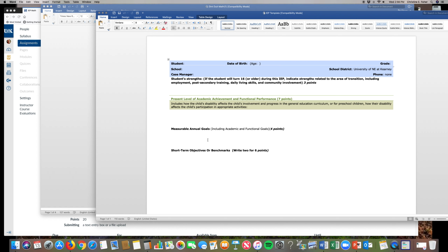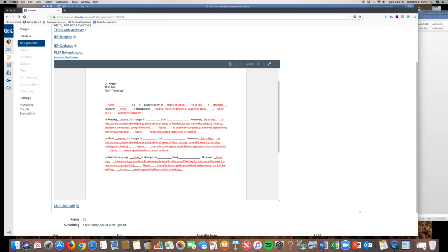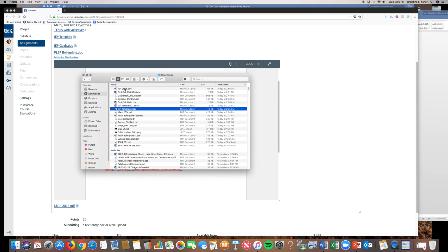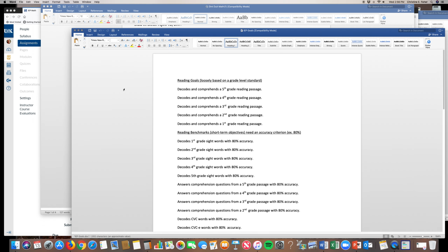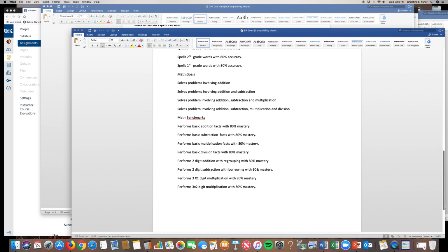Then you're going to do measurable goals. So you want to have one math goal, and then write 2 either short-term objectives or benchmarks. And again, here I have the math standards if you want to use a standard. There's also the goal sheet. So if you look at the goal sheet, these are some examples of goals. Oh, and I apologize that my benchmarks is spelled incorrectly.